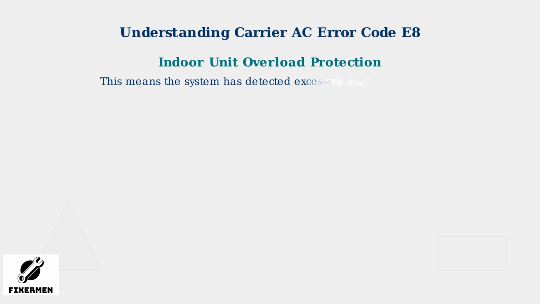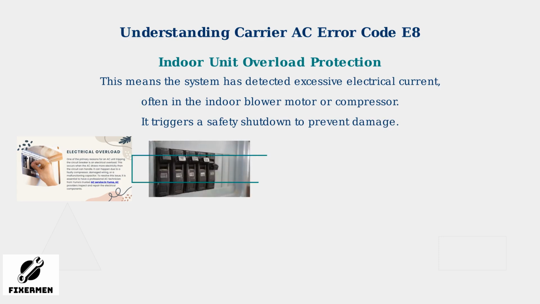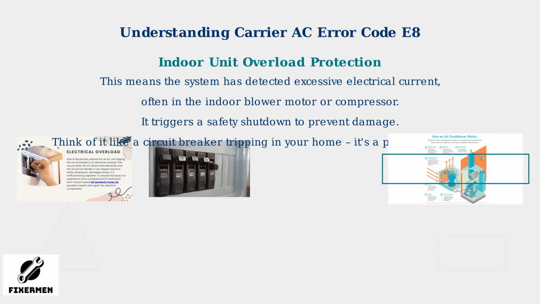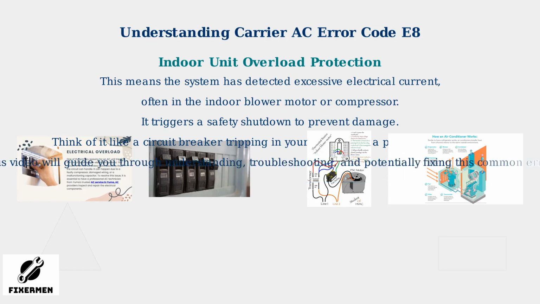Carrier AC error code E8 signals an indoor unit overload protection issue. This means the system has detected excessive electrical current, often in the indoor blower motor or compressor. It triggers a safety shutdown to prevent damage. Think of it like a circuit breaker tripping in your home. It's a protective measure. This video will guide you through understanding, troubleshooting, and potentially fixing this common error.